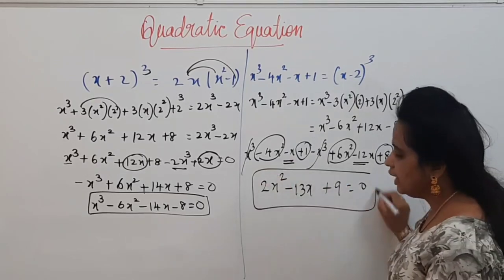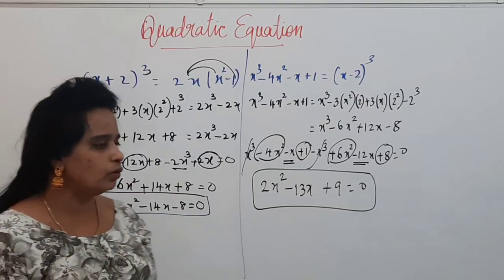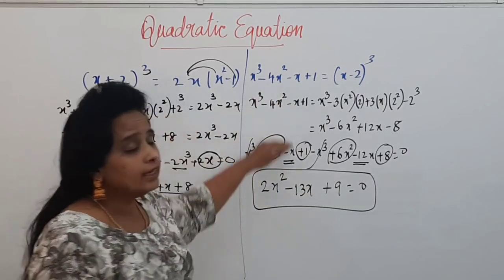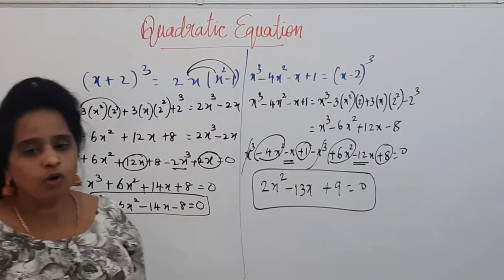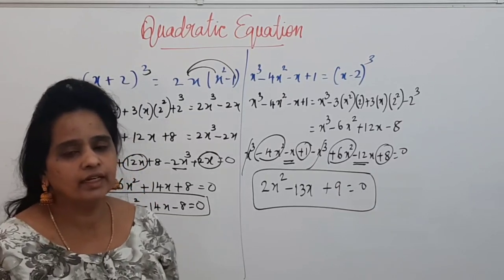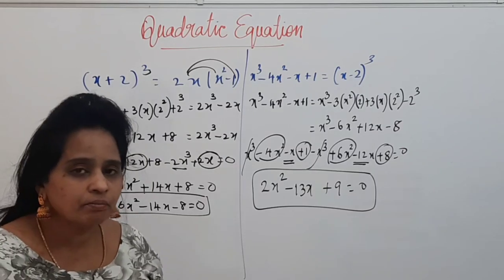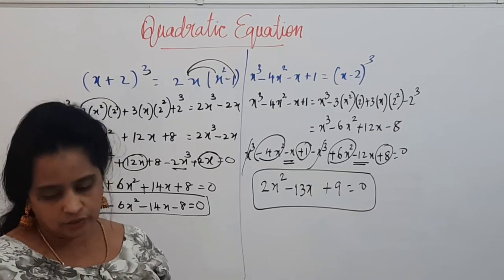Now, you can see the highest power of this equation is 2. So we conclude this equation is the quadratic equation. Hope everyone understands. Just by looking, do not conclude whether it is a cubic equation or quadratic equation. Please simplify it and then you conclude it.